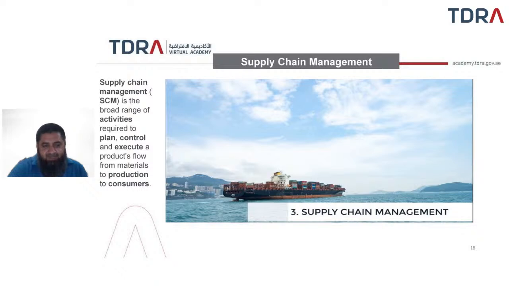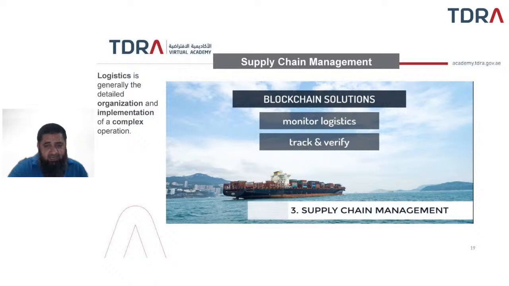The third biggest implementation of the blockchain is supply chain management. We know that supply chain management is the broad range of activities required to plan, control, and execute a product flow from materials to production to consumers. So there are blockchain solutions for logistics, and that can manage all the processes of supply chain management. Logistics is generally the detailed organization and implementation of a complex operation.